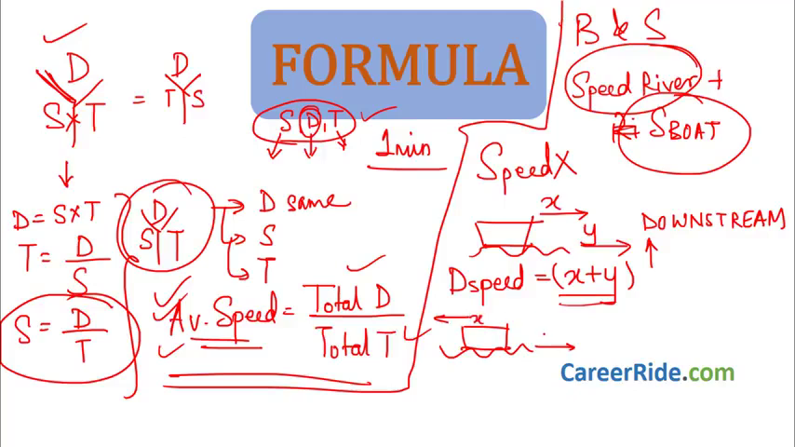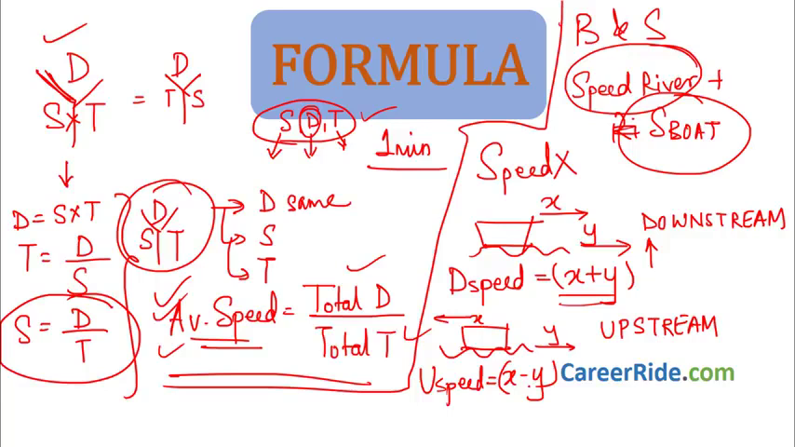Speed of the boat is x, speed of the river is y. Since the boat is moving in the opposite direction, it is called upstream. Exactly opposite. Opposite of down is up. So downstream, upstream. Now, what is the upstream speed? Upstream speed is nothing but x minus y. Here we had plus y, here we had minus y.